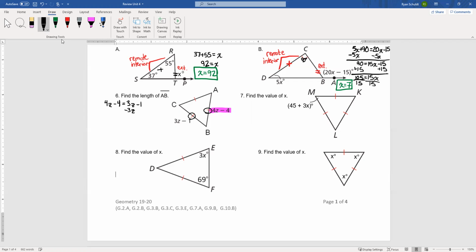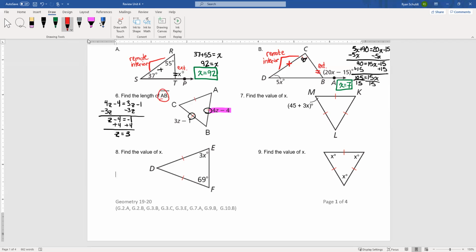Subtract the 3Z from both sides. I'll get Z minus 4 equals negative 1. Add 4. You get Z equals 3. Are we done though? No, we have to find AB. That's what they tell us up here.